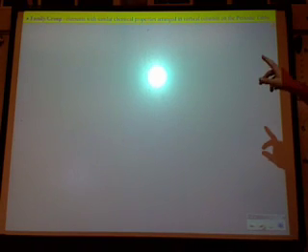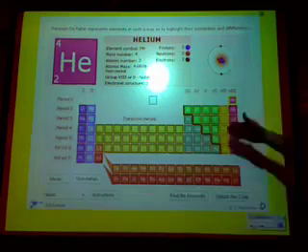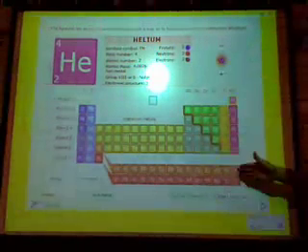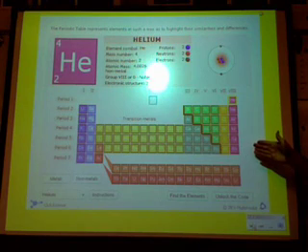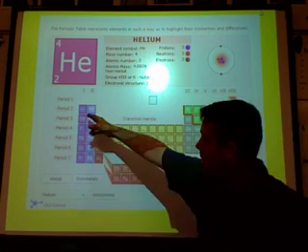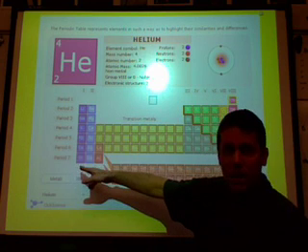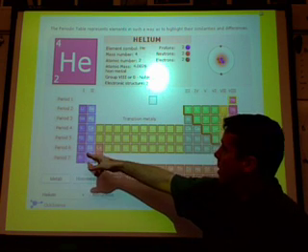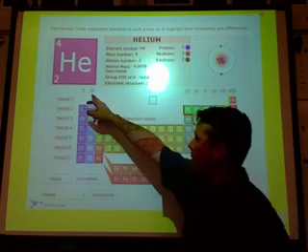Or put another way, you could say that the family or group are elements with similar chemical properties arranged in vertical columns on the periodic table. Elements with similar chemical properties arranged in vertical columns on the periodic table. This is a family. This particular family is named the noble gases, and this one is halogens, and this one right here, alkali metals.